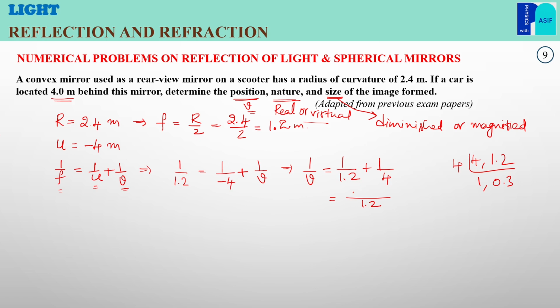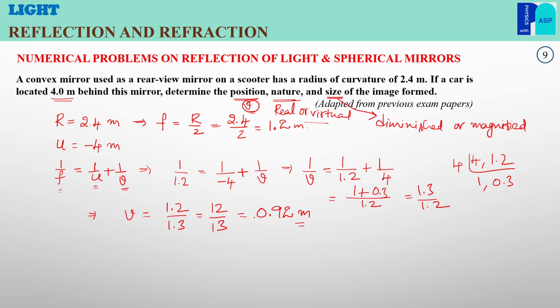1.2 is in once. So 1.2 it cancels once. Therefore it is 1 plus, and 4 in 1.2 it is 0.3. Therefore it is 0.3. So 1.3 divided by 1.2. So from this we can write down V is equal to, take the reciprocal, that is 1.2 by 1.3. And if you multiply both the denominator and numerator with 10, so you will be getting 12 by 13. And if you simplify, you will be getting something around 0.92 meters. The value of V is positive.